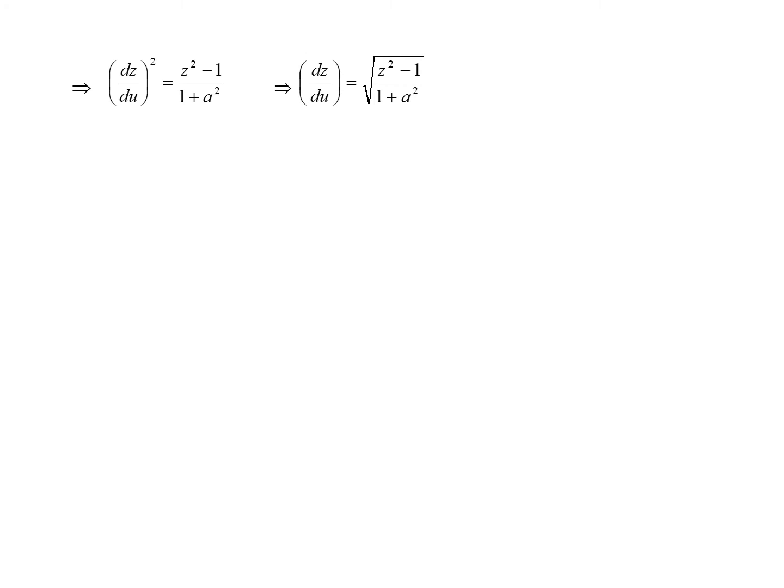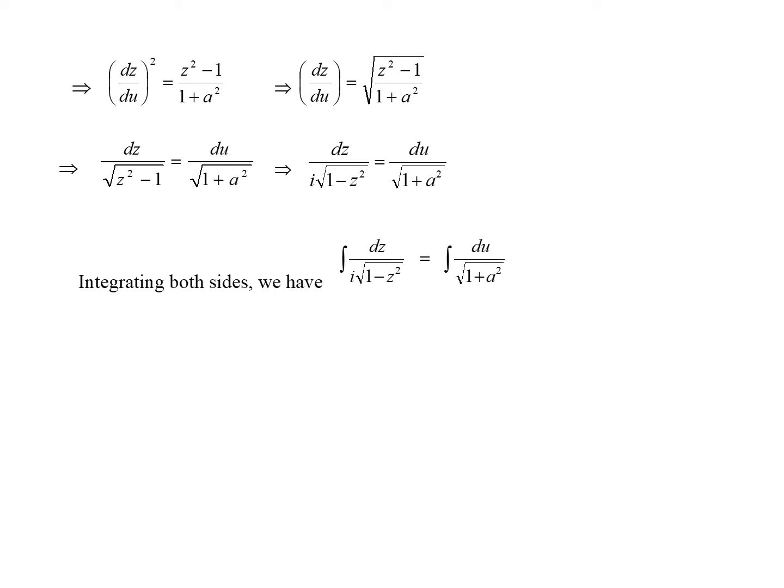Now, let us separate the variables, z to one side and u to the other side. So we have dz by root of z squared minus 1 equal to du divided by root of 1 plus a squared. A small manipulation we are doing here: root of z squared minus 1, we are changing as 1 minus z squared, taking a negative sign out, and that minus 1, when it comes out of the square root, we know root of minus 1 is going to be i. Now let us integrate both sides.